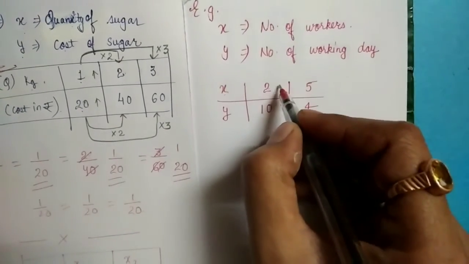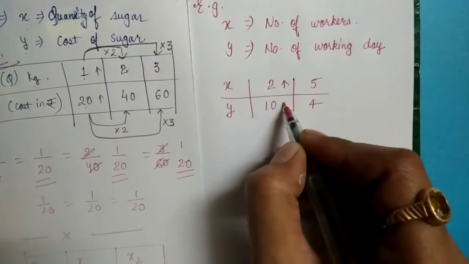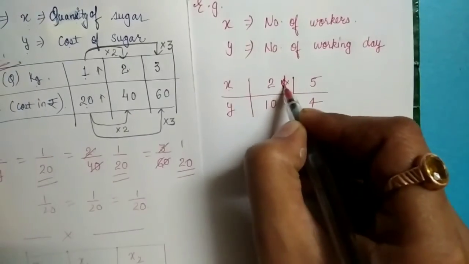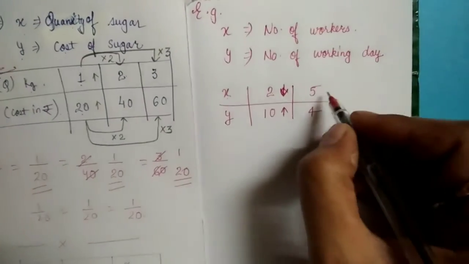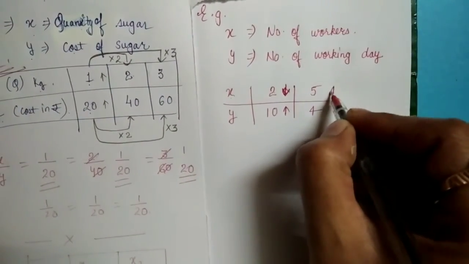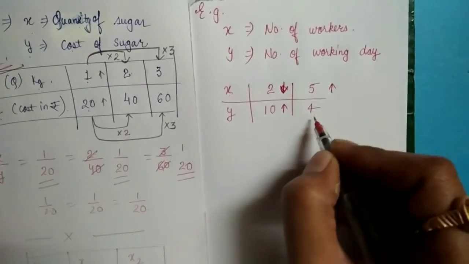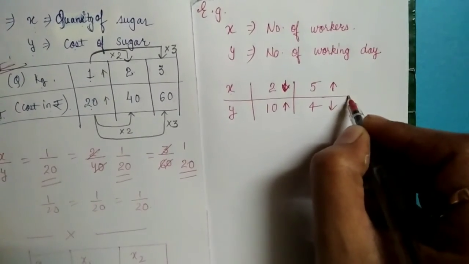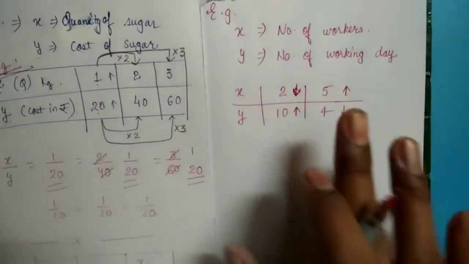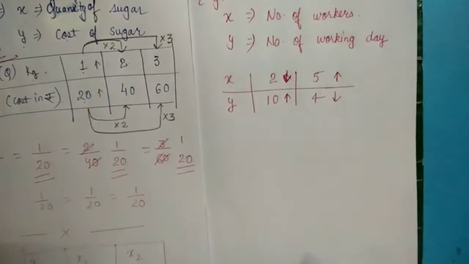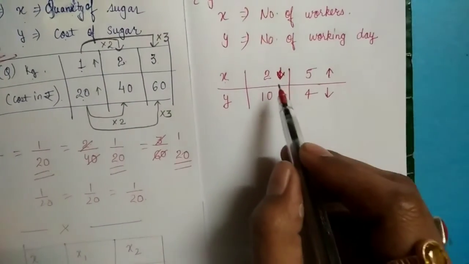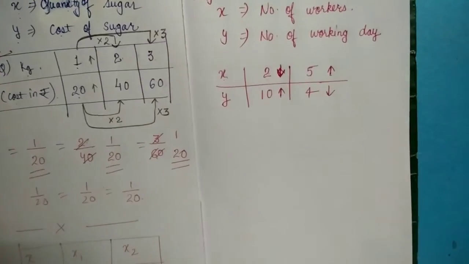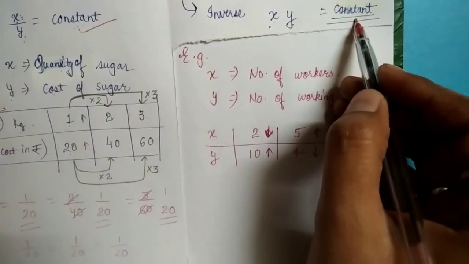If the number of workers is 5, then 5 workers can complete the work in 4 days. You can simply see here x increases and y decreases: 5 is in increasing order, 4 is in decreasing order. So by looking at it, we can see they are in inverse proportion. But we have to check whether their proportion is inverse or not. We saw x into y will be constant.